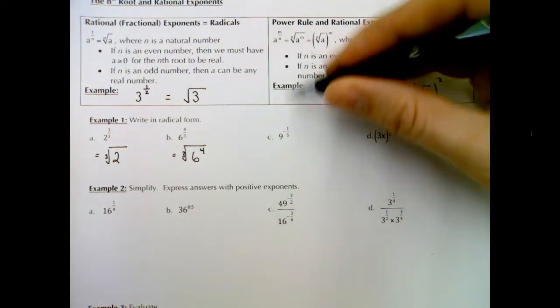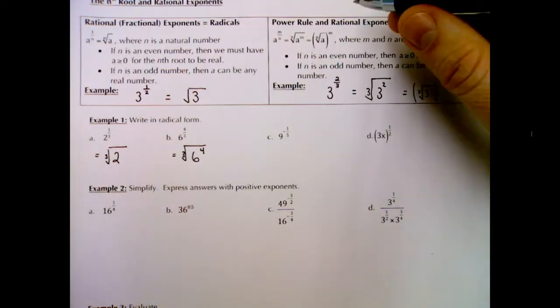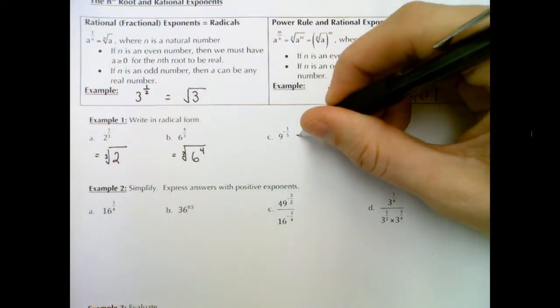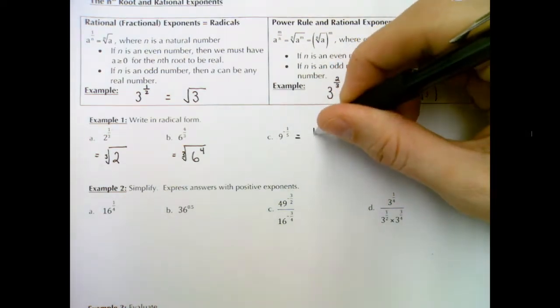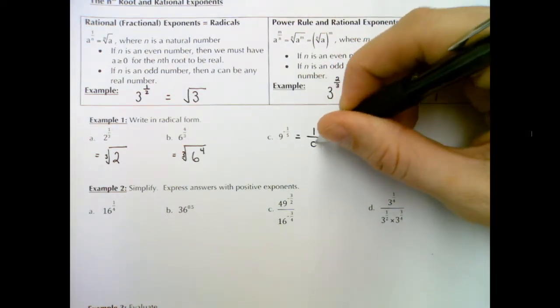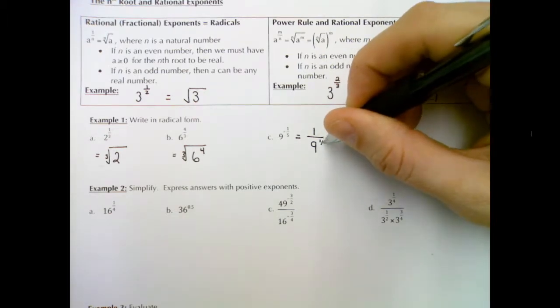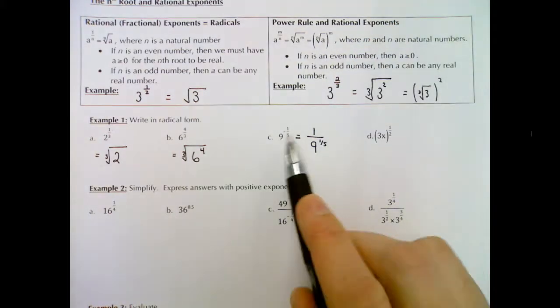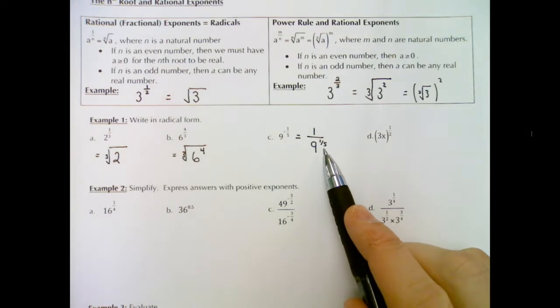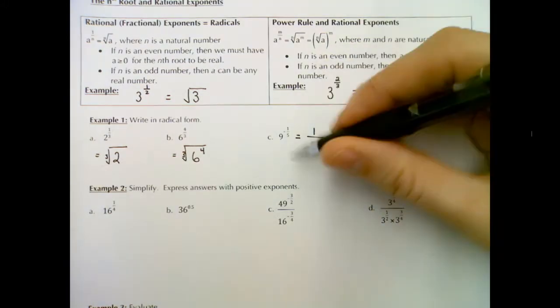C is a little tricky here because we have a negative exponent. So let's use our negative exponent rules and rewrite this. This would become 1 over 9 to the exponent 1 over 5. Remember, a negative exponent, bring it to the bottom of the fraction, or take the reciprocal and make the exponent positive.